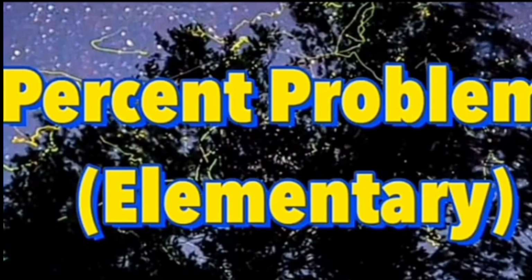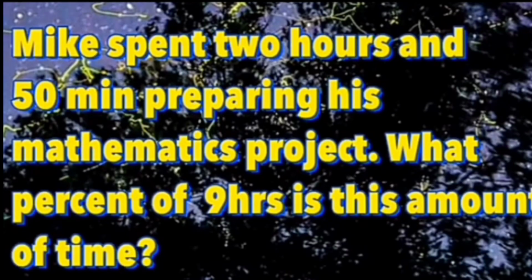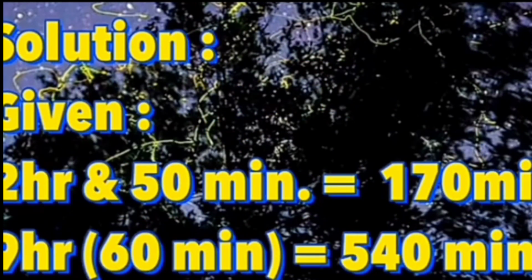Now in number 7, the problem stated that Mike spent 2 hours and 15 minutes preparing his mathematics project. What percent of 9 hours is this amount of time? So our solution, first we're going to write down the given data: 2 hours and 15 minutes, 9 hours.